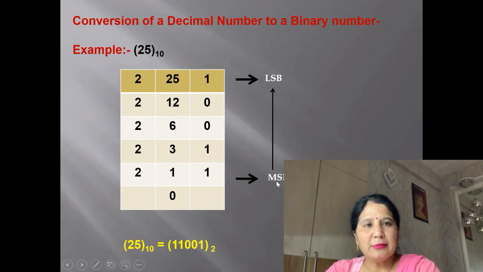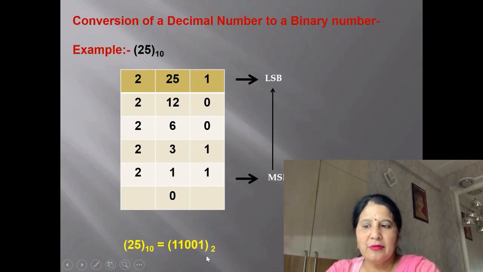When we write the number in binary form, we start from here. First we write 1 1 0 0 1, from MSB to LSB. We will start from here to here: 1 1 0 0 1. We will write this number.